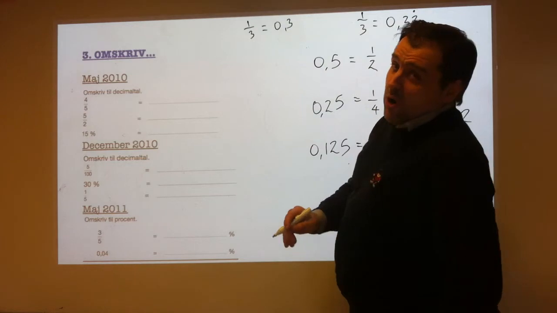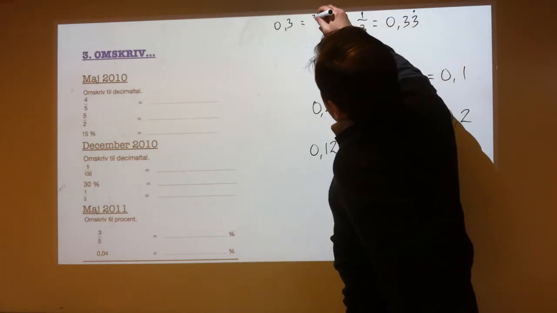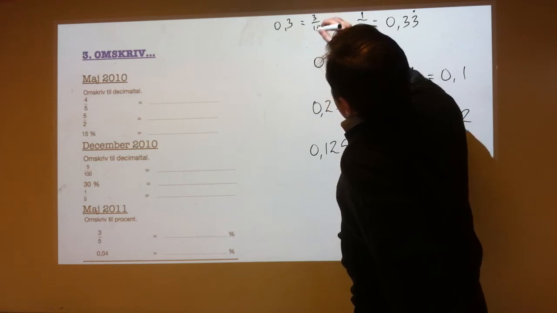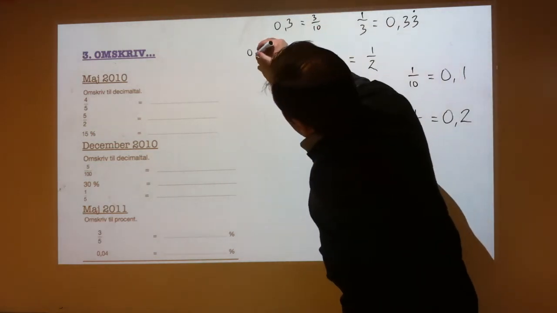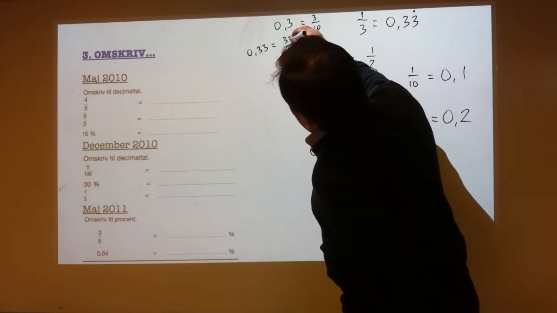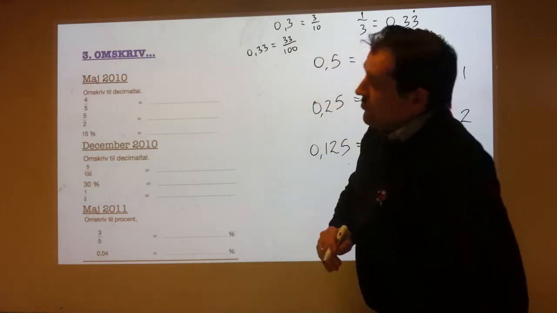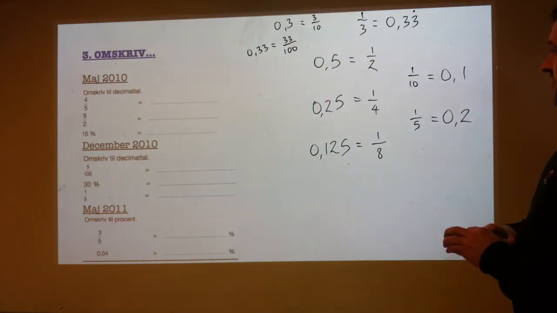Okay, so if you say that a third is 0.3, you'd be wrong. 0.3 is 3/10, not a third. 0.33 is 33/100ths, not a third. So make sure you know the difference there.